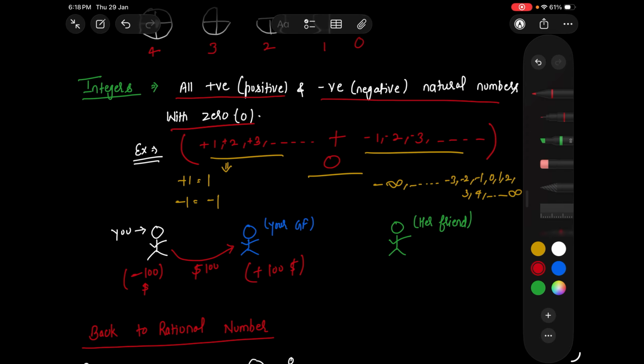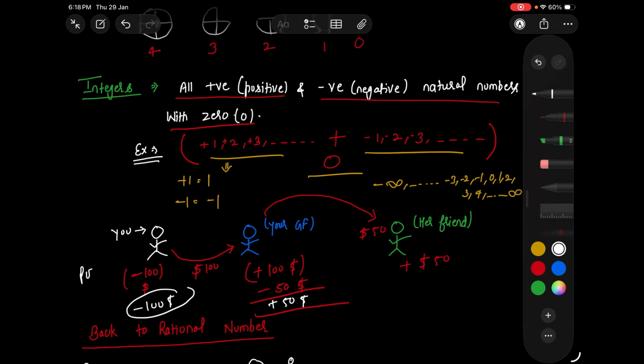Now suppose in another case your girlfriend gives $50 of that $100 to her friend. So here her friend has an addition of $50 and your girlfriend is now at negative $50 from her side. So at last your girlfriend has a total of $50 positive. You still have minus $100, a poor fellow, still trapped by the girls, but doesn't matter. And her friend also has positive $50.